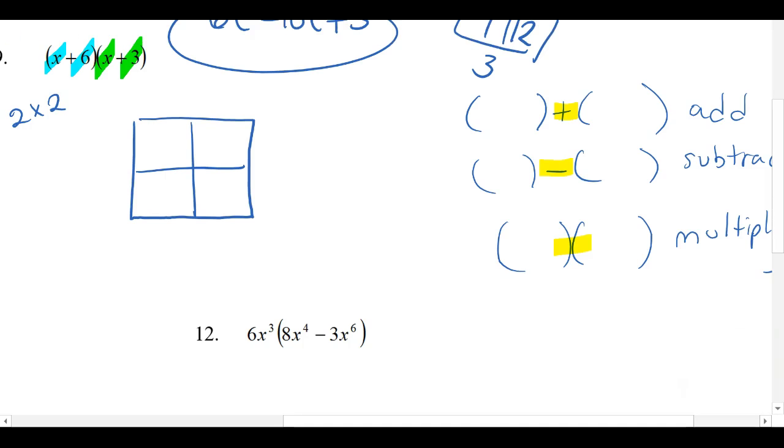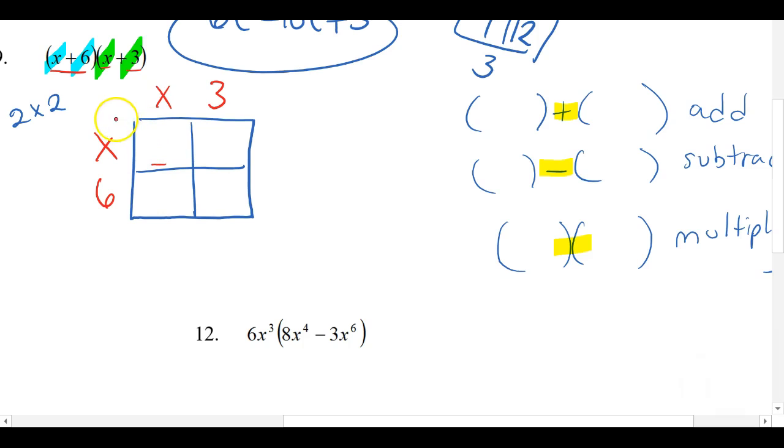So now I write my first binomial over here on the left. So that was this one, x plus 6. So I write x here, 6 here. And then I write the other one, x and 3 on the top. And now all I do is I multiply across. So now, for this box, I multiply x times x.